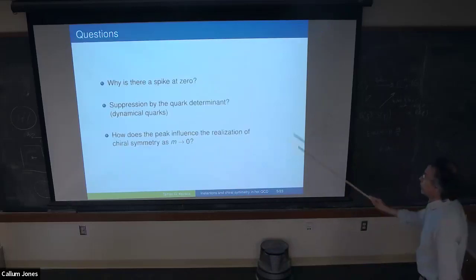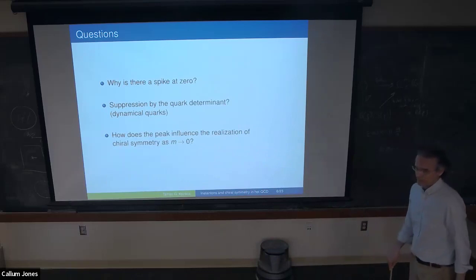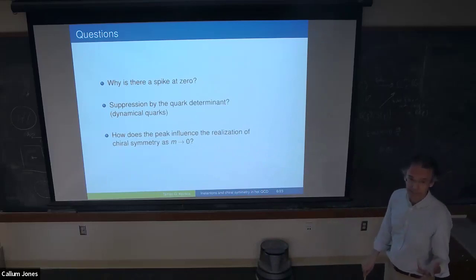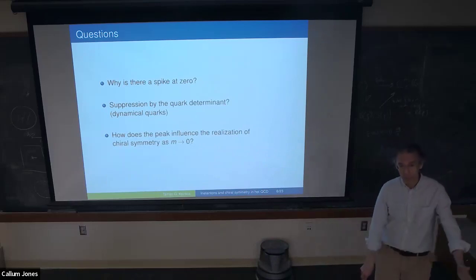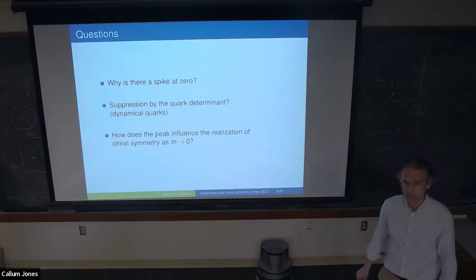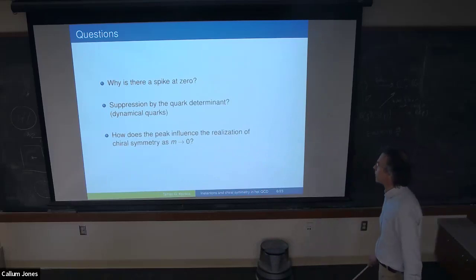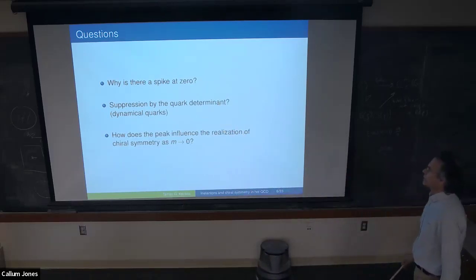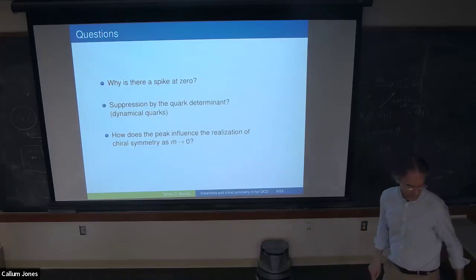Okay, so there are 3 questions I will ask and we'll try to answer. Why is there a spike at 0? This is something very dramatic because you don't expect anything happening way below the Matsubara frequency. That's something very special, so something must go on. The next thing that I will talk about is the suppression by the quark determinant.